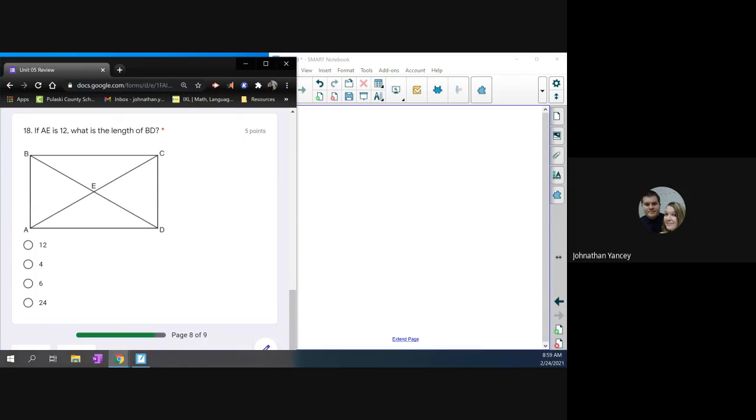Then we got this one. So, this is a rectangle. It's a parallelogram, just a special one because it has right angles. Its diagonals are all the same length. So, if AE, the distance from here to here, so half of that diagonal, is 12, what is the length of BD, which is this entire diagonal here? 24, because everything's equal, right? If you add them together, it's 24.